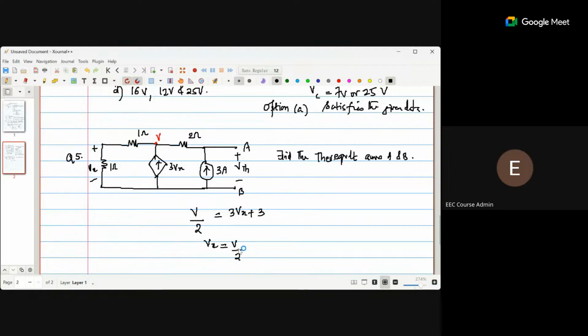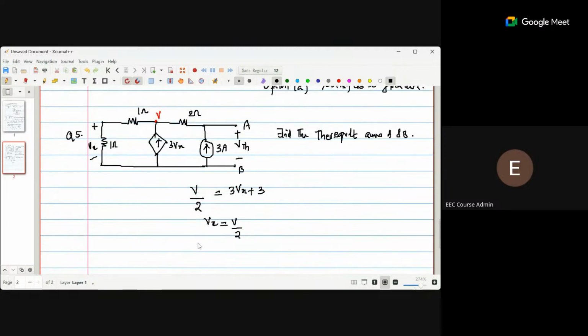Vx will be V by 2. So when you substitute that, V by 2 will be 3 into V by 2 plus 3. So V by 2 and V by 2 get cancelled, correct? So V will be minus 3 volts. So VTH is 3 volts.